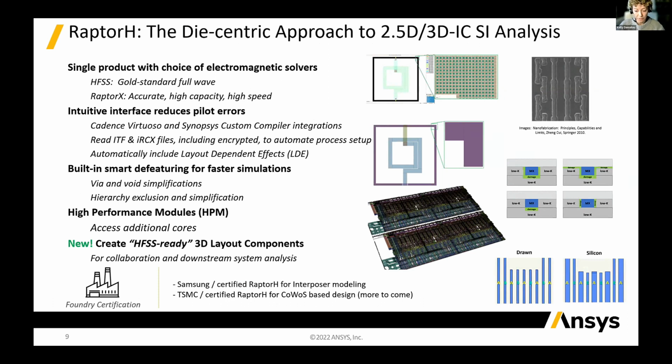For signal integrity experts that validate silicon interposers through an IC design flow, Ansys has a powerful workflow that we call RaptorH that combines two golden electromagnetic solvers, the full-wave golden HFSS and the silicon-optimized RaptorX. This die-centric workflow seamlessly integrates in Cadence Virtuoso and Synopsys Custom Compiler. It reads open access databases or GDS files as inputs, and also reads Foundry ITF or IRCX tech files, even encrypted ones, thus streamlining the workflow from layout to signal integrity sign-off.